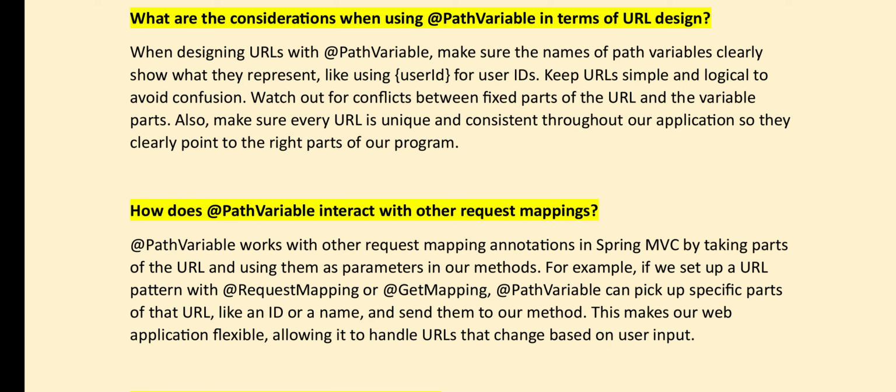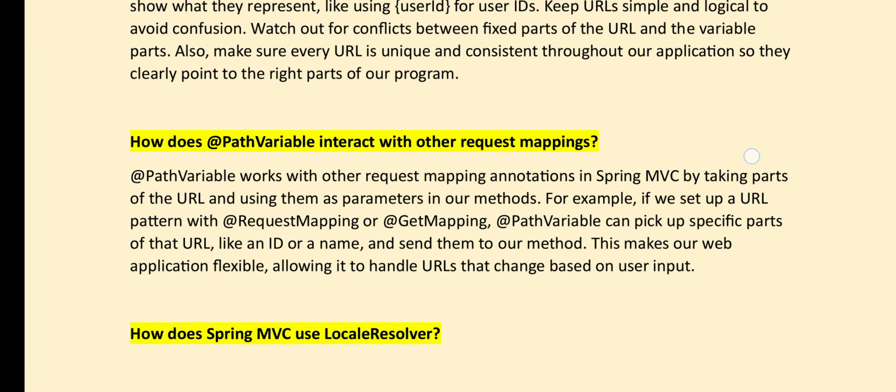How does @PathVariable interact with other request mappings? @PathVariable works with other request mapping annotations in Spring MVC by taking parts of the URL and using them as parameters in our methods. For example, if we set up a URL pattern with @RequestMapping or @GetMapping, @PathVariable can pick up specific parts of that URL like an ID or a name and send them to our method. This makes our web application flexible, allowing it to handle URLs that change based on user inputs.